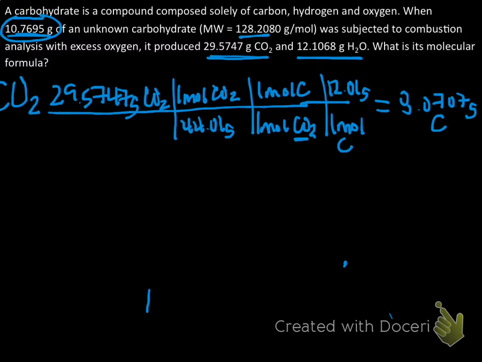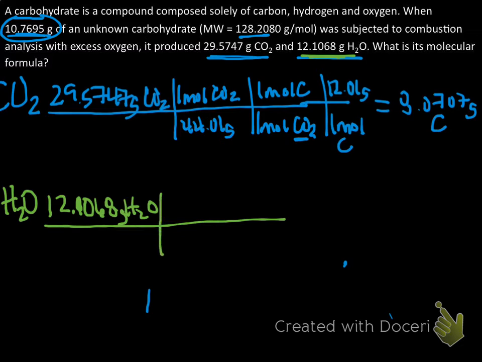Now we're going to look at hydrogen. So the next thing we're going to look at is our H2O. Our original amount of H2O up here was 12.1068 grams of H2O, and we're going to start out the same way. We're going to use water to get to just hydrogen by itself. So the first thing we have to do is change it to moles of water. We're going to use our molar mass of water, which is 18.02 grams, which again, that's just 2 H's plus 1 O. That's just all the elements added up.